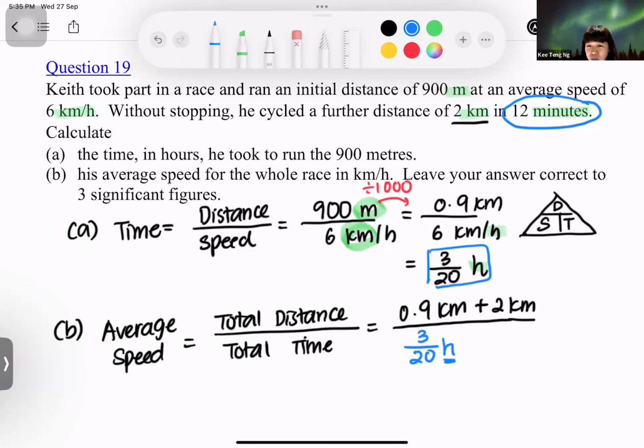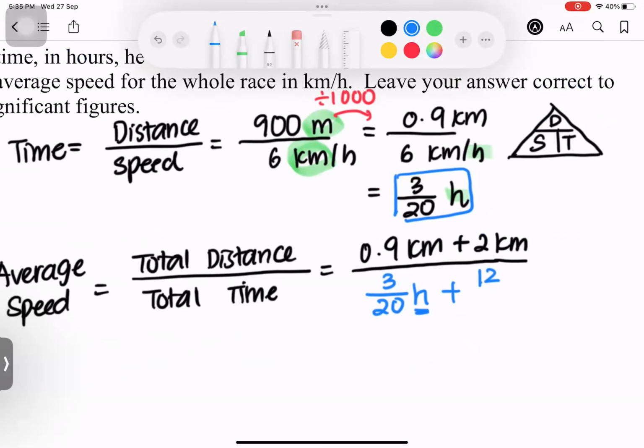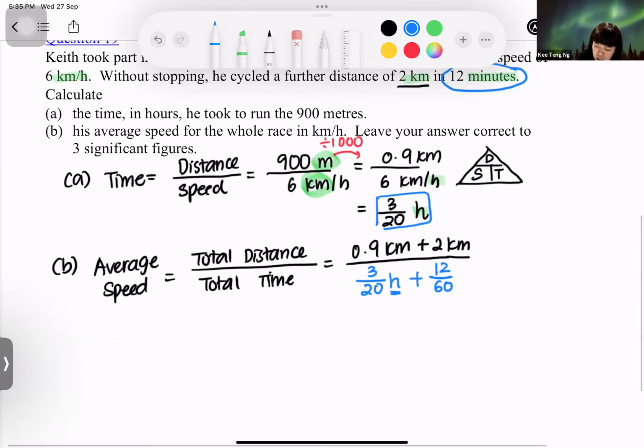Okay, never mind. 12 minutes, 1 hour, 60 minutes, right? How to change the 12 minutes to hours? I take the 12 minutes, do what to it? Divide. Divide by 60. Okay, then we need to key this into our calculator. So we key into our calculator.